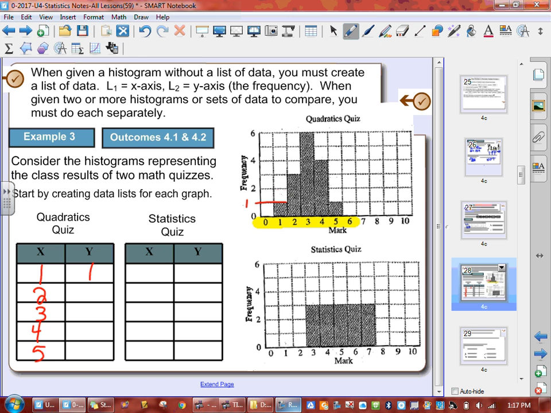How high did the second bar go? 3. How high did the tall bar go? 6. How high did the 4 go? You went 4. Good. And the fifth bar, how high did he go? 1. Good. We're going to do the same thing now for the stats quiz.